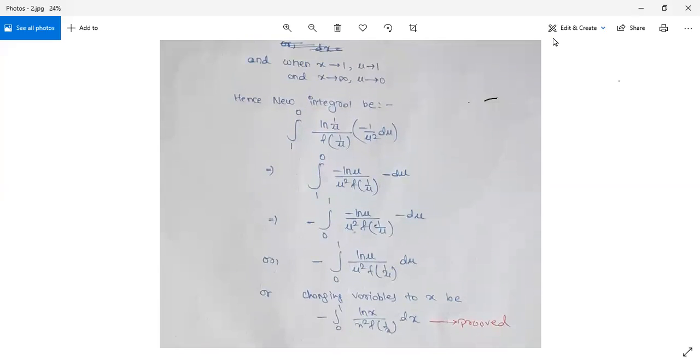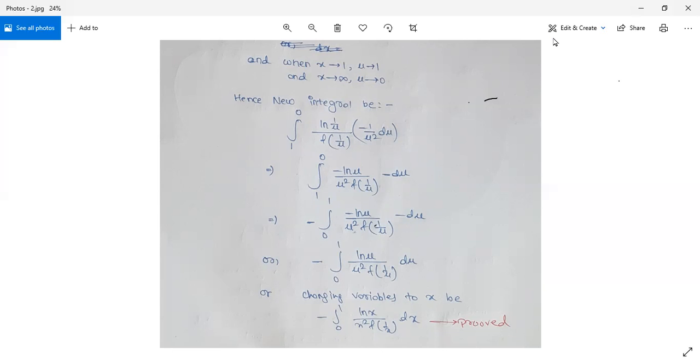Now, rearranging all these things, it is from 1 to infinity. Natural log of 1 by u is simply minus natural log of u by using the property of natural logarithm. Now this u square will go here: u square f of 1 by u into minus of du. Now, using a property of definite integral, when I extract a negative sign out from this definite integral sign, the lower and the upper limits will interchange their positions. So 1 to 0 will now be 0 to 1.